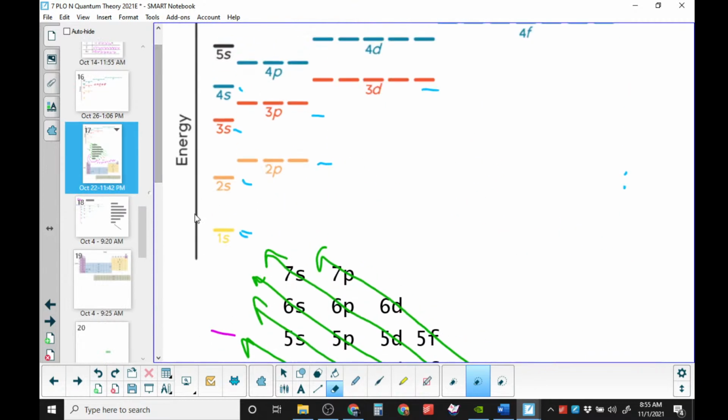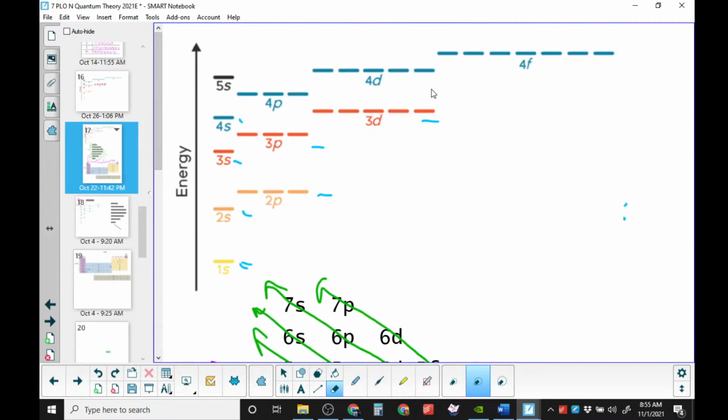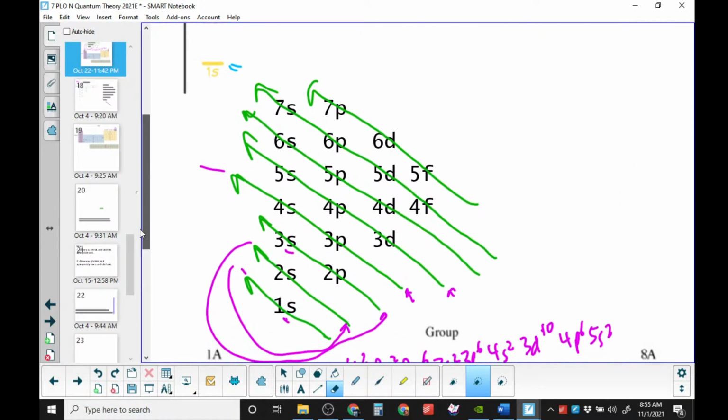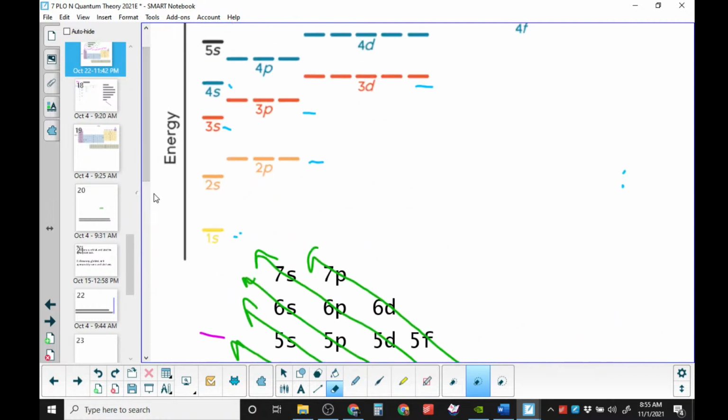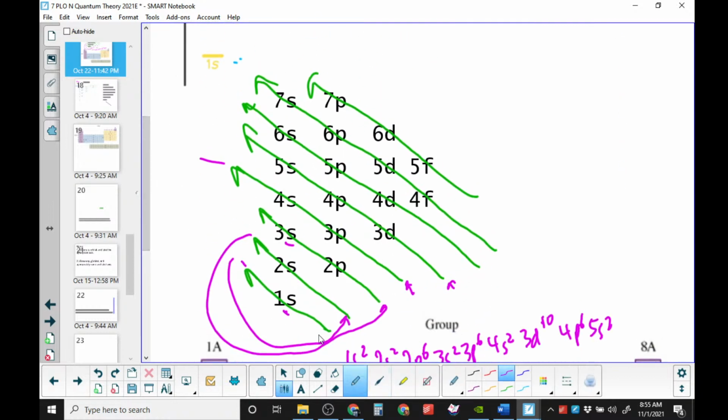For me, this fills from the bottom up, and so I fill this one, the other one, from the bottom up. So this is a useful way to generate it. What order do these go in? And you can use this to generate the order. It's 1s, 2s, 2p, and you can see which one's next and which one's next all the way along.